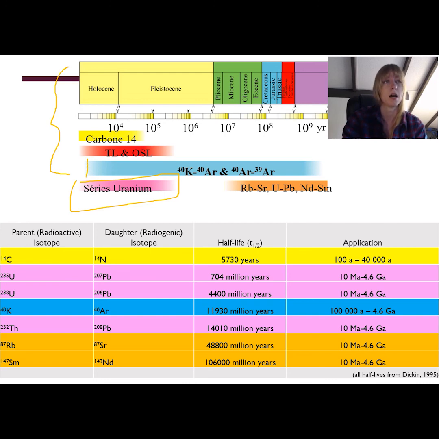Anyway, potassium argon is perfect. Potassium argon does have the largest range, which is pretty cool. It goes from a little bit before 10 to the 4th to a little bit past 10 to the 9th, which is pretty neat. Carbon-14 dating has an application of 100,000 years and 40,000 years. A is years, hence the A, so 100 years ago and 40,000 years ago is essentially what it is.